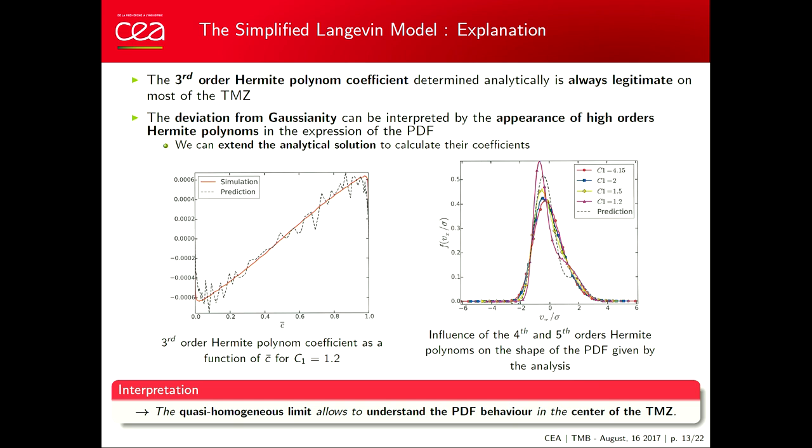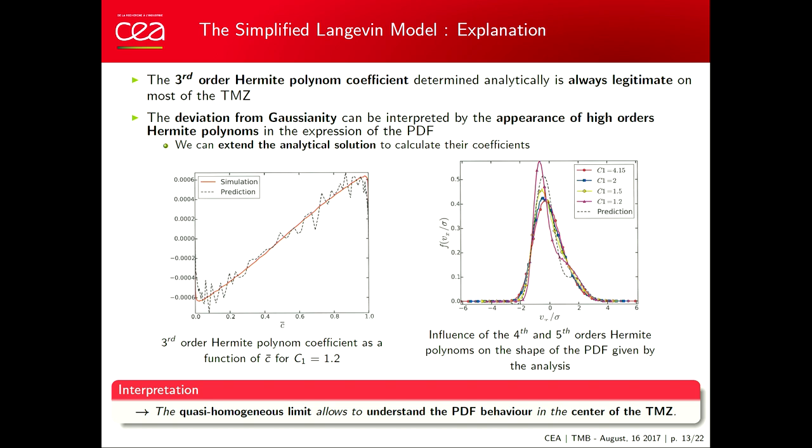What we can see on this figure is that they stay really close in the entire mixing zone. This leads us to think that the quasi-homogeneous limit is not wrong, and really allows us to understand the PDF behavior in the center of the TMZ. In order to confirm this idea, we also chose to extend our analytical development to include the fourth and fifth order Hermite polynomials, and to see what their influence was on the shapes of the PDF.